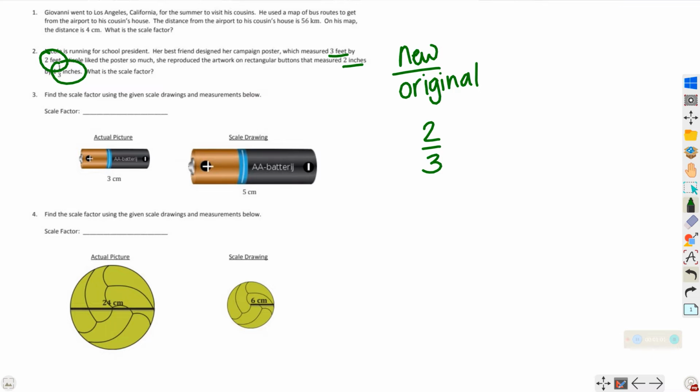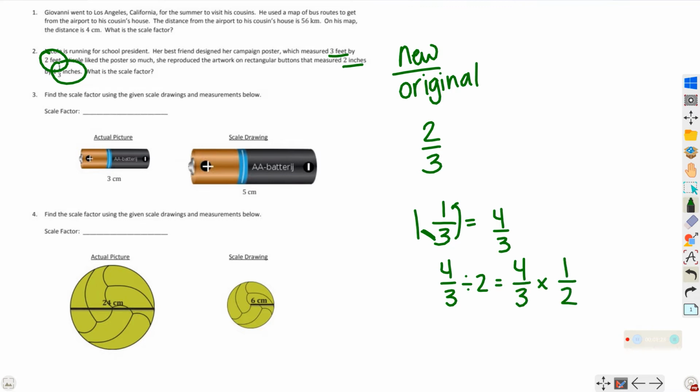So we have 1 1/3, which if we change that to an improper fraction, 1 times 3 is 3, plus 1 more makes 4. So 4/3, and we need to divide 4/3 by 2. If we're dividing with fractions, we can flip that second number over and change it to multiplication. So instead, we would be multiplying by 1/2. You can see here that 2 and 4 are both even, so we can divide by 2, and we would end up with 2/3 again.